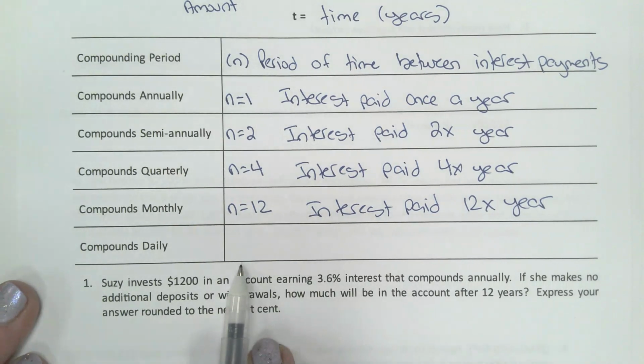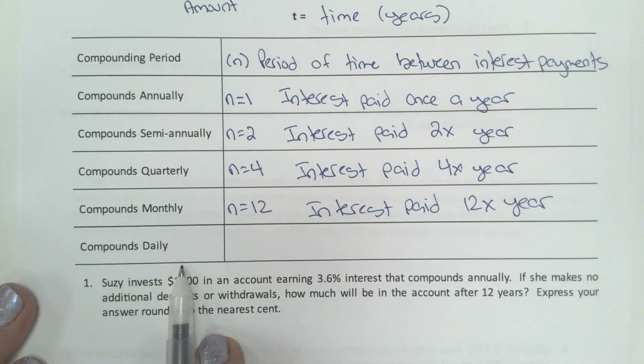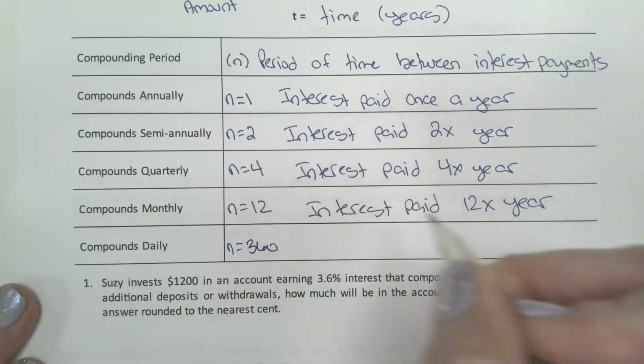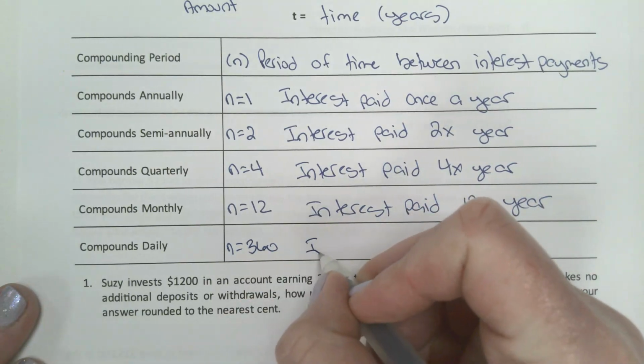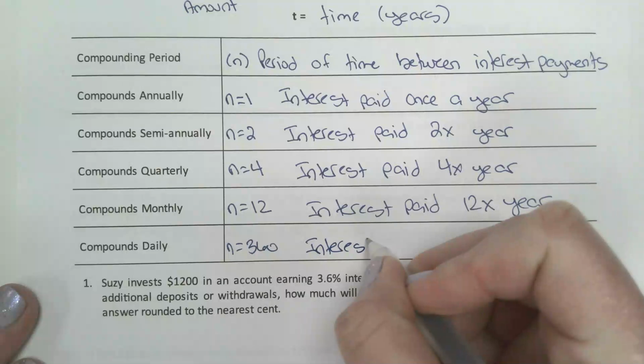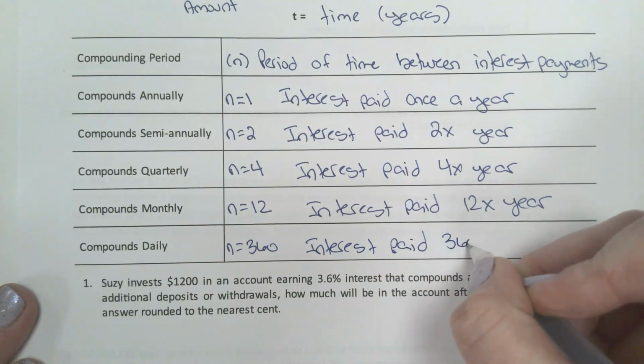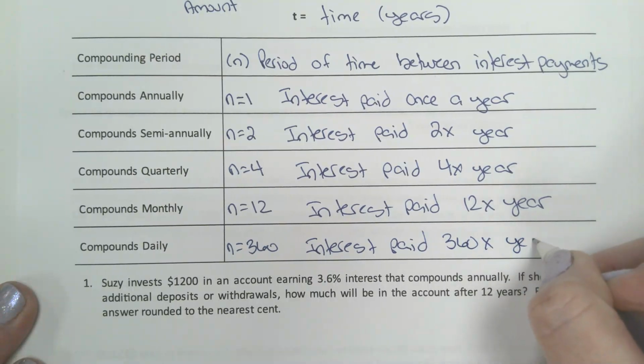Based on the banker's rule from yesterday, where a bank does easy math and they say that there are 30 days in a month, and so therefore N equals 360. So interest is paid 360 times a year.